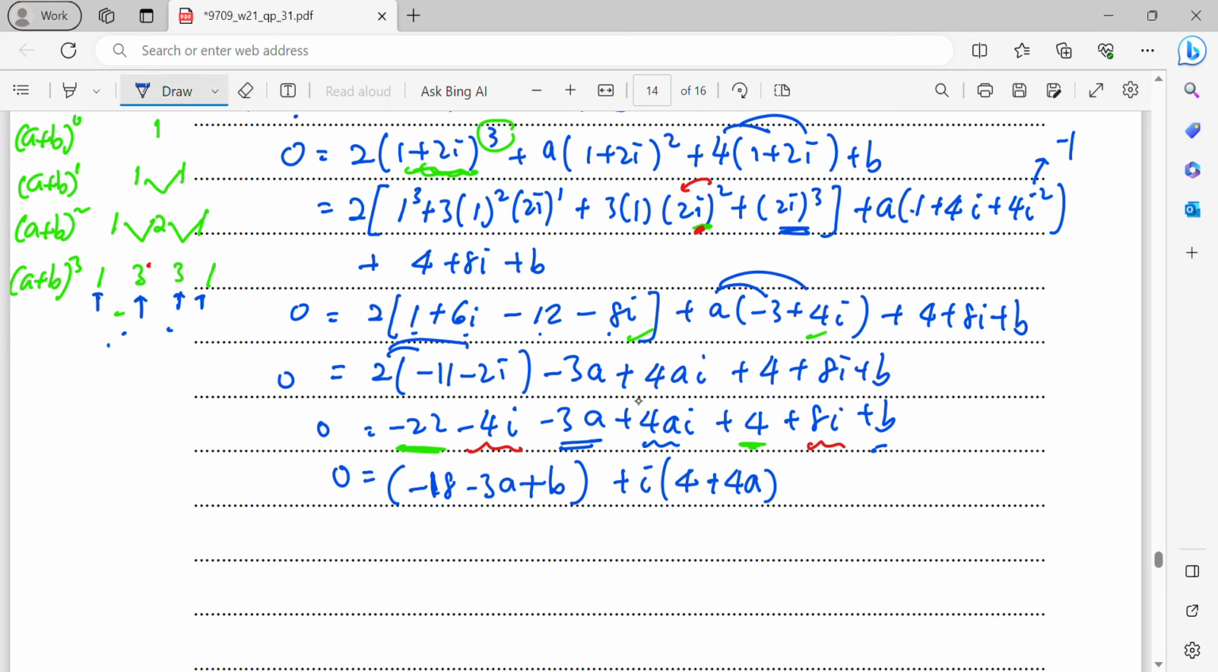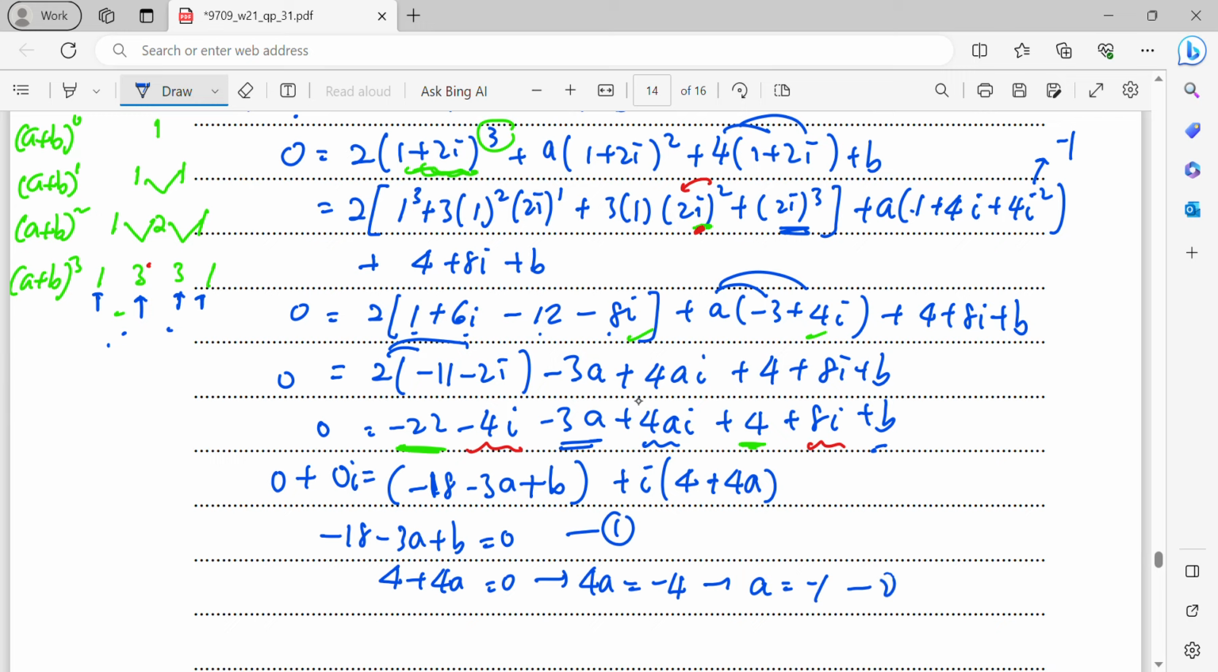Okay, so now the 0 on the left hand side is basically 0 plus 0i. Then now I compare the real and imaginary parts, which means minus 18 minus 3a plus b is 0. Then 4 plus 4a equals to 0, which means now 4a equals to minus 4. Hence, our a is minus 1. Let this be first and second equations.